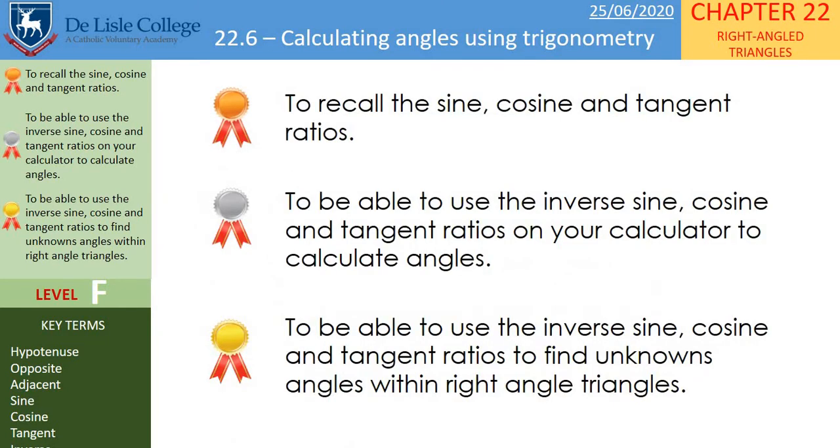Okay, so our success criteria today: bronze is to recall the sine, cosine and tangent ratios, which we've just done. Silver is to be able to use the inverse of sine, cosine and tangent. Remember, inverse means the opposite. We will find them on our calculator to find angles, and then also look at those inverse sine, cosine and tangent ratios to find unknown angles within right angle triangles specifically.